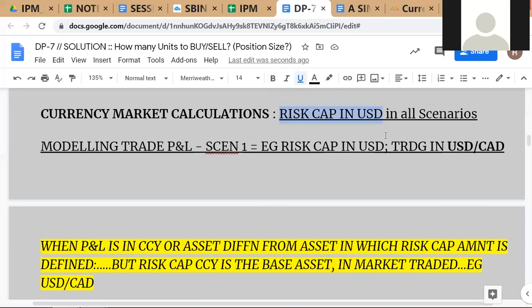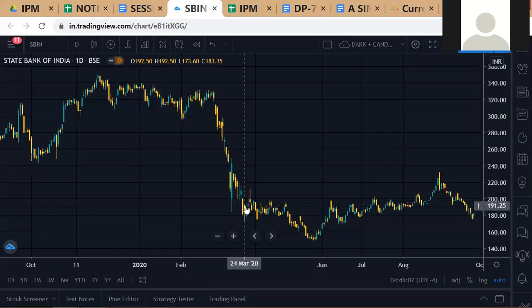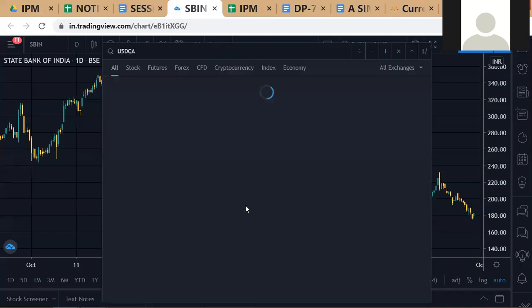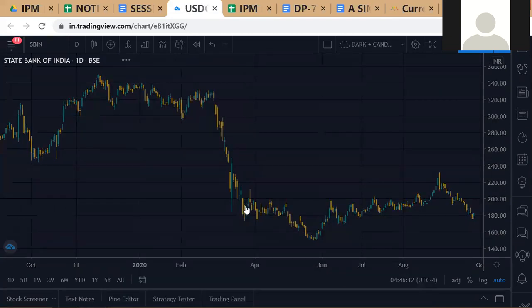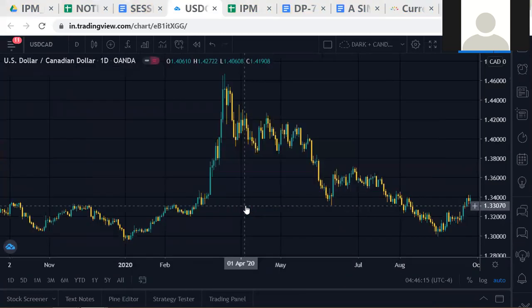In this case, the trading is in dollar Canada. The importance of dollar Canada is, let's go back to dollar Canada. We'll choose the Oanda variable. Let's ask Khushbu: dollar Canada, what is the terms asset?